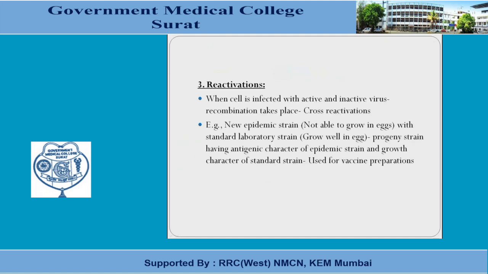Then reactivation. When a cell is infected with active and inactive virus, recombination takes place, so there is cross reactivation. An example is a new epidemic strain not able to grow in an egg, with a standard laboratory strain that grows well in an egg. The progeny strain has the antigenic character of the epidemic strain and the growth character of the standard strain, and is used for vaccine preparation.